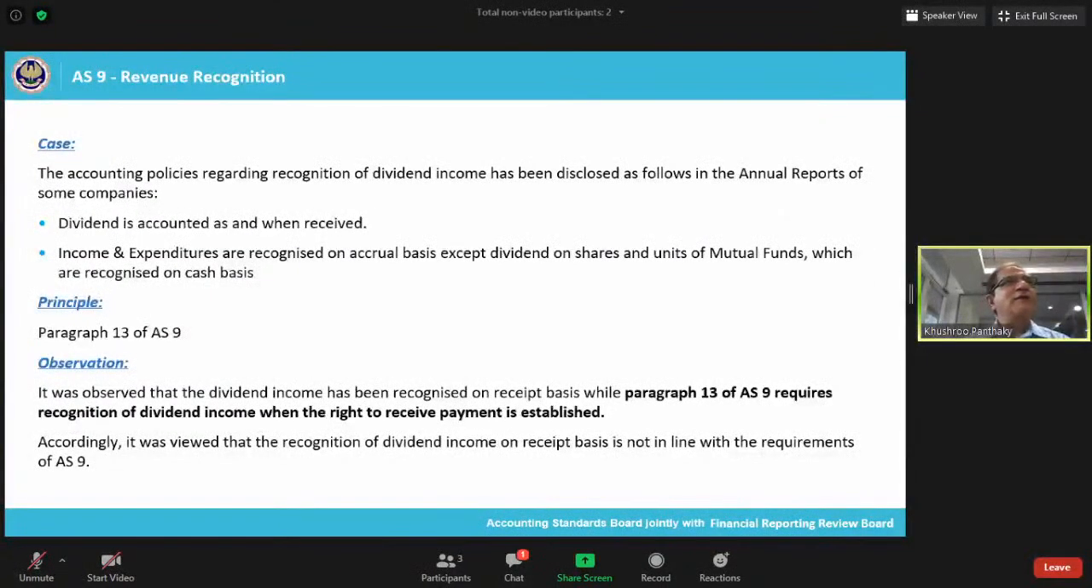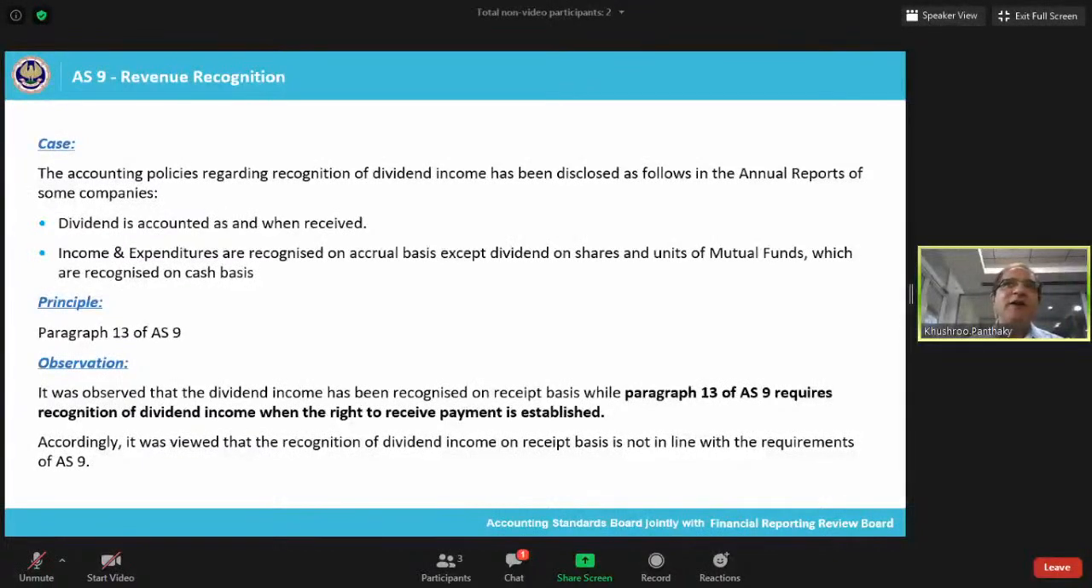You look at the accounting policy given in one of the companies, where it says that dividend is accounted as and when received, and income and expenditure are recognized on accrual basis, except dividend on shares and units of mutual funds, which are recognized on cash basis. You cannot have these kinds of accounting policies. How can you pick up these accounting policies and put them the way you would want to? These are not appropriate. These are not fair.